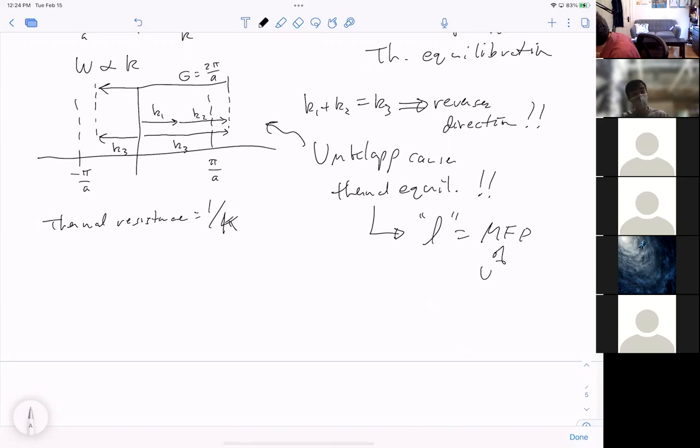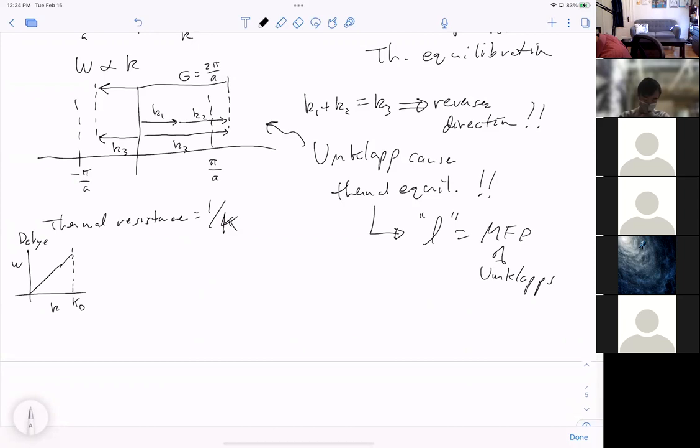We care about the Umklapps. And so the question then is how much of those Umklapps do we have? And so for the Debye model, you guys remember that we have omega versus K.